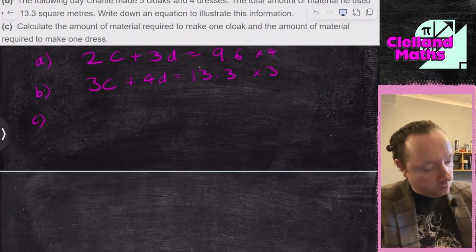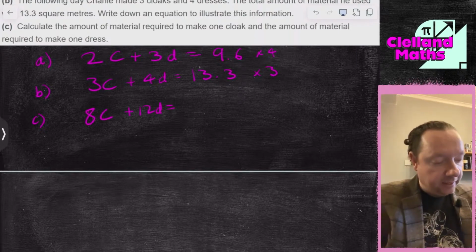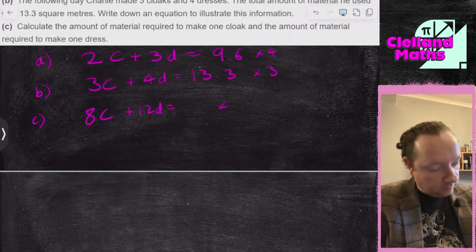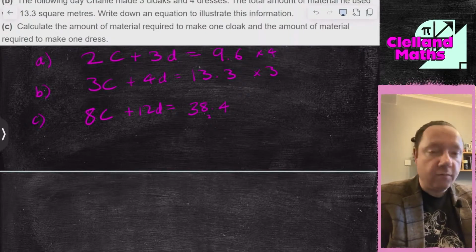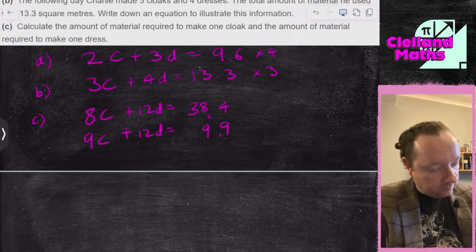So that is 4 2s is 8C, 4 3s is 12D, and then being careful, 4 6s, 4 5s is 20, 4 6s is 24, carry 2, 4 9s is 36, 37, 38. So we get 38.4 for the first one. And then 3 3s is 9C plus 12D. And 3 times 3 is 9. That's a 9. 3 1s is 3. And I'll just do bottom take away top.